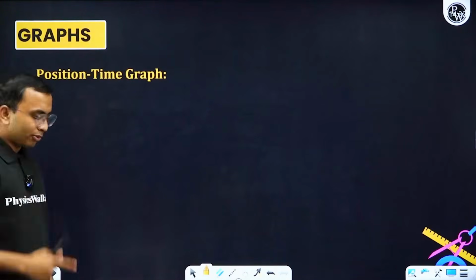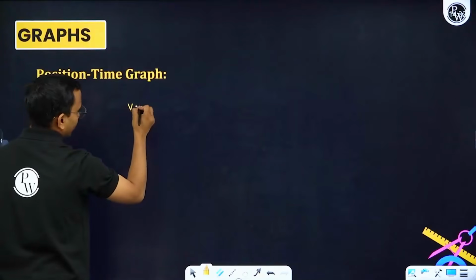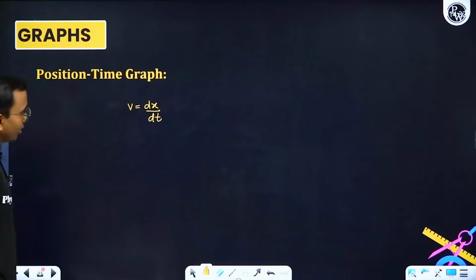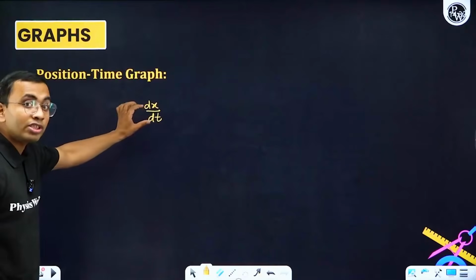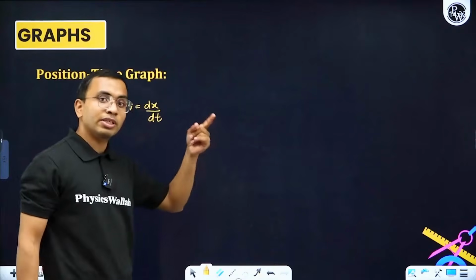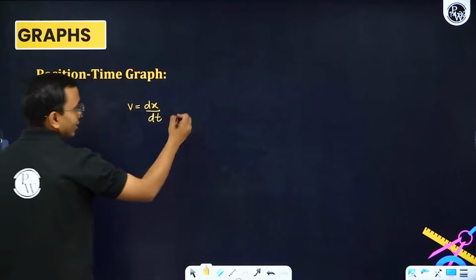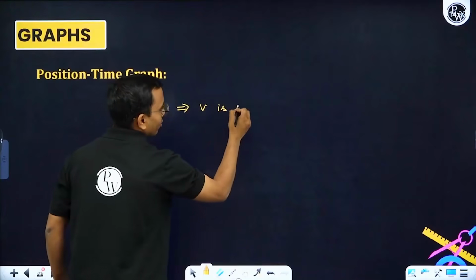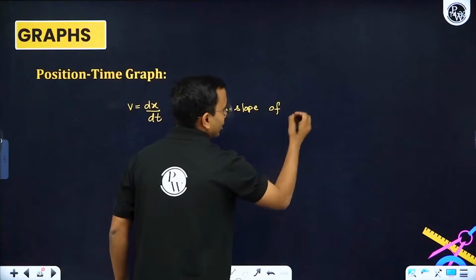Now, if I relate position, we know that v is equal to dx by dt. V is equal to dx by dt. It means velocity is, what is dx by dt? Differentiation of x with respect to t. It means slope of the x-t curve. So from here I got that velocity is the slope of the position time curve.